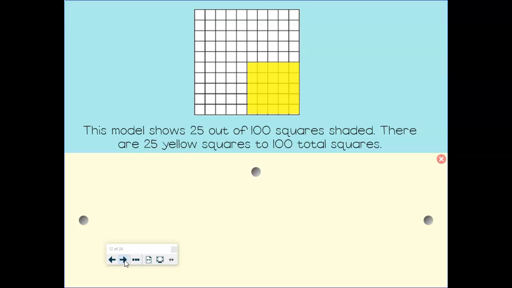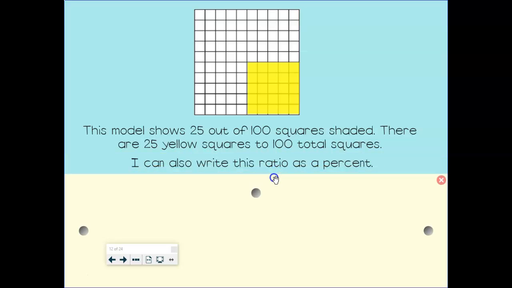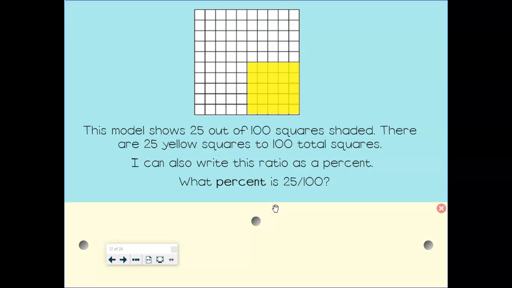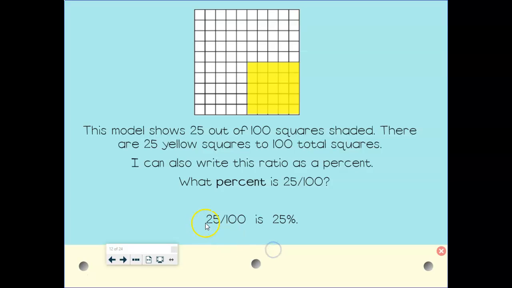This model shows 25 out of 100 squares shaded yellow. So there are 25 yellow squares to 100 total squares. So my ratio is 25 to 100. I can also write this ratio as a percent. What percent is 25 to 100? The answer is 25 to 100 is 25%. So this yellow and white model shows 25%. 25 units are yellow, and there are 100 units total.